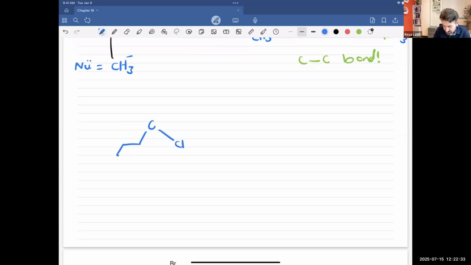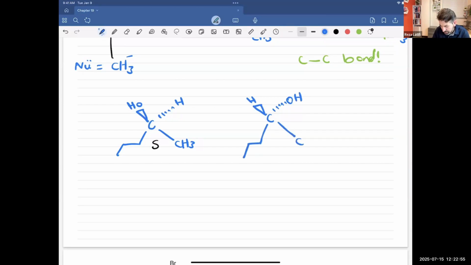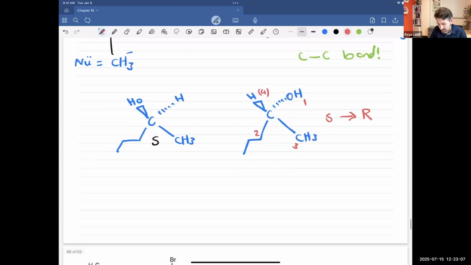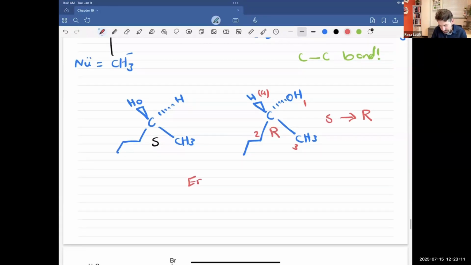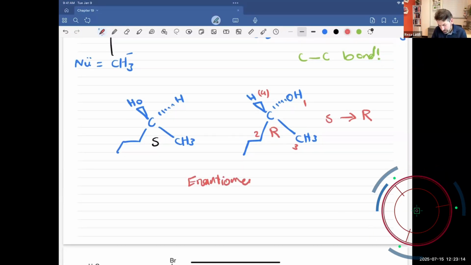I have CH3, and I can have OH facing toward us and hydrogen at the back of the molecule. In that case, this one will be S configuration. Or I can have hydrogen facing toward us, and the OH we can send to the back of the molecule. In this case, I say 1, 2, 3, and this one is the 4th. It's supposed to be S, but because the 4th position is facing toward us, we will flip it, and it will be R configuration. So I got enantiomers.